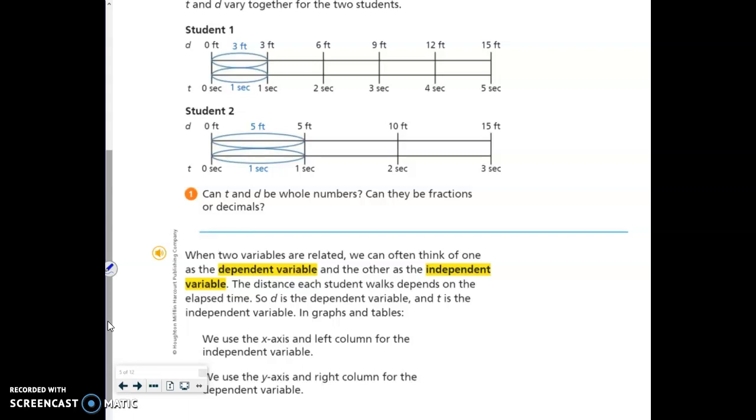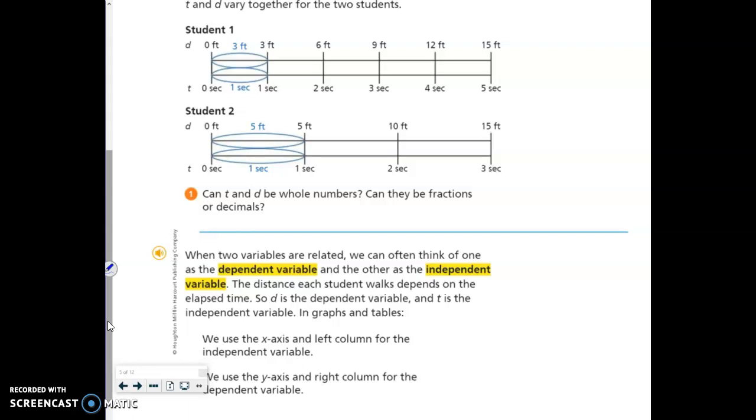But the dependent variable means it depends on how long the students walk for before we can put a number in for that one. So the independent variable t, I can pick a number and place it in there, but the d depends on the amount of time that they walk for, and it depends on the coefficient, how fast they were walking or how much ground they covered, okay, for each second. So dependent variable is going to be our d. The t is our independent variable where we can pick the number that goes in for that.